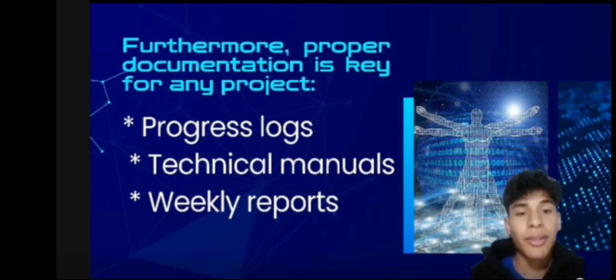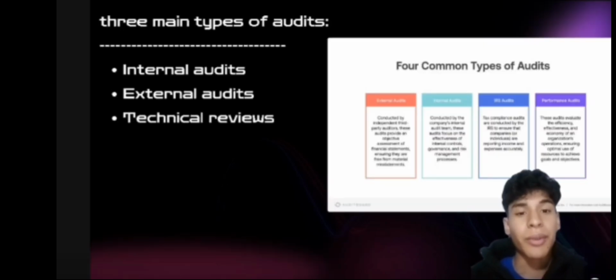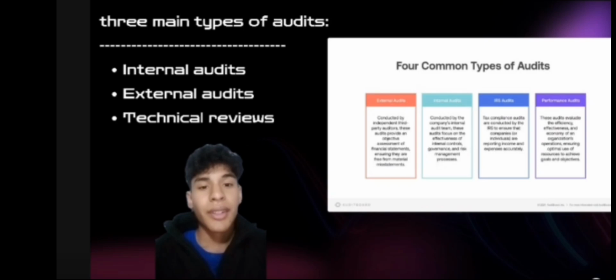Analysis is used to find out why a problem happened so it can be prevented in the future. And finally, the process update, where teams learn new methods or improve the existing ones. For example, if a team missed a deadline, they analyze why it happened and adjust the deployment to avoid repeating the mistake.